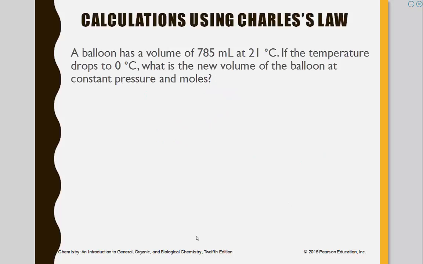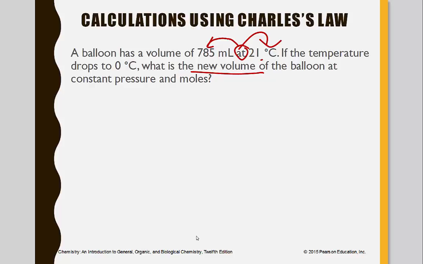So if I look here, a balloon has a volume of 785 milliliters. I'm okay with it being in milliliters. It doesn't have to be in liters. It just tells me that the new volume is going to be in milliliters as well. So 785 milliliters at 21 degrees Celsius. That word at links the volume and the temperature together on the same side of the equation.